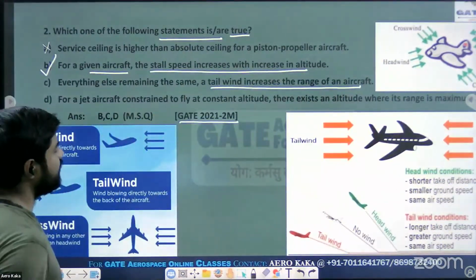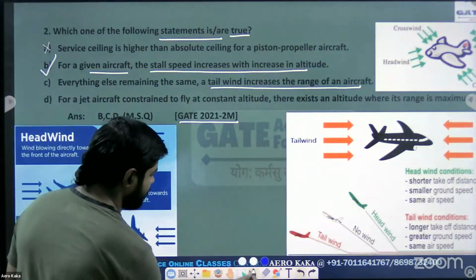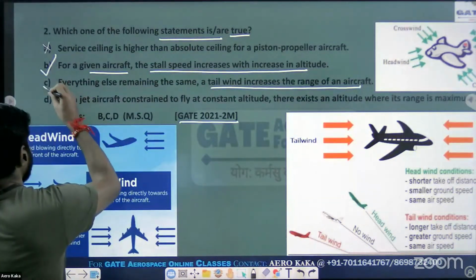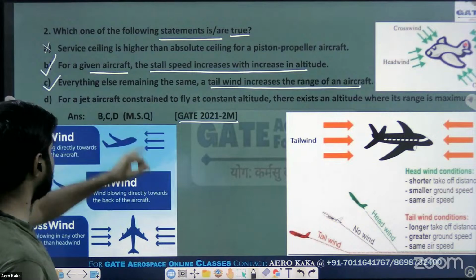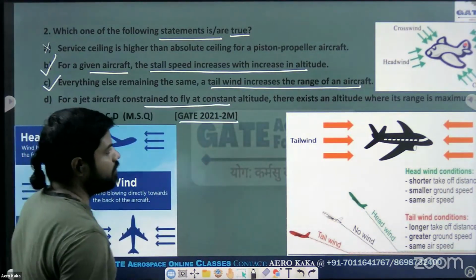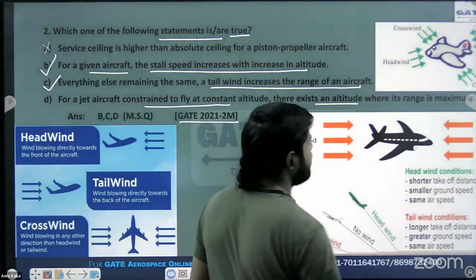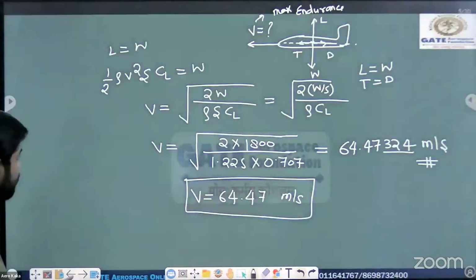Everything else remaining the same, the tailwind increases the range of an aircraft. Yes, that's correct. Option D: for a jet aircraft flying at constant altitude, there exists an altitude where its range is maximum. So just go through the previous question.